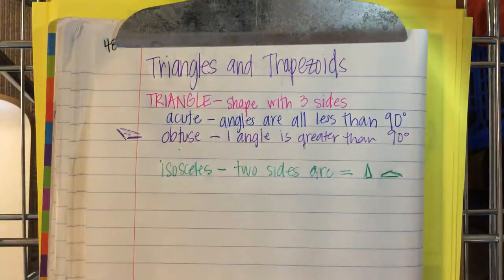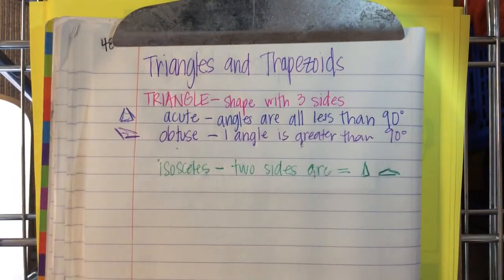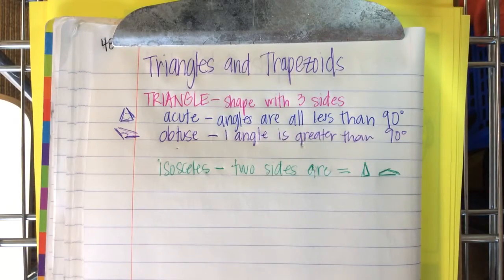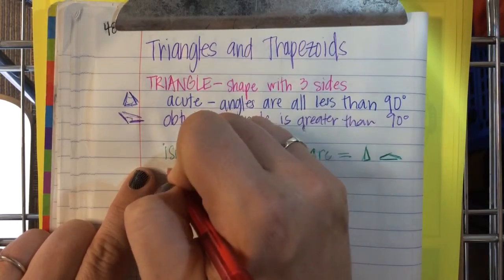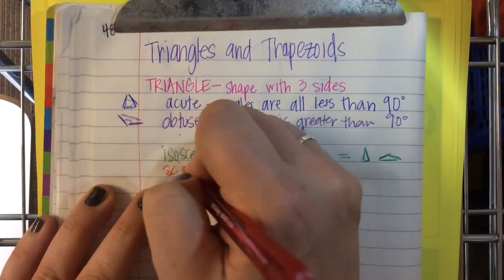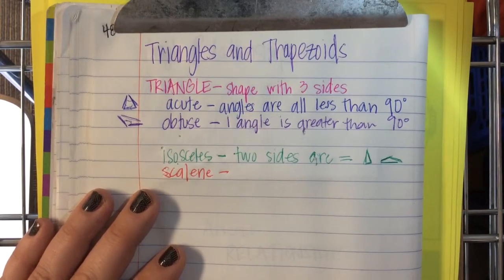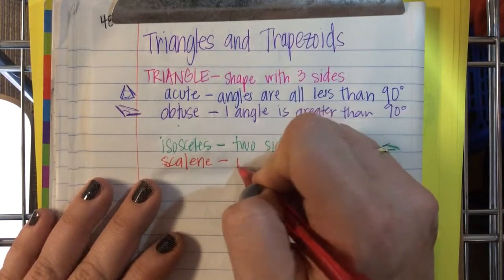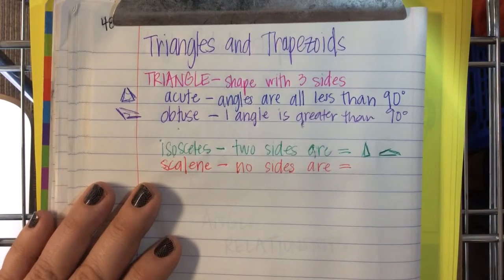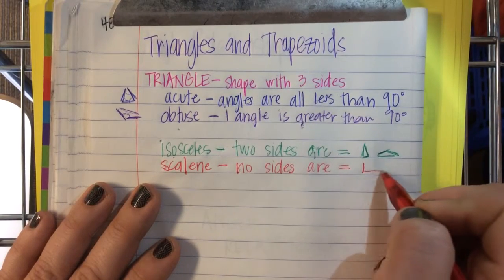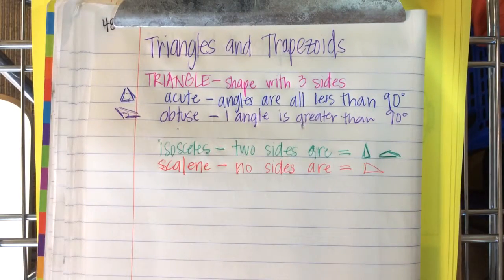There's one more, scalene. Acute, those are all little angles. All right, so we'll go down here underneath isosceles. And you told me scalene. S-C-A-L-E-N-E. Scalene means no sides are equal. They're all different. A short one, a medium, and a long one. It's like Goldilocks and the 3 Bears, right? They're all different.